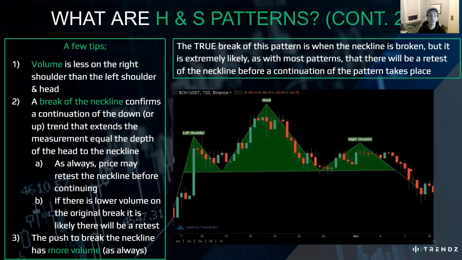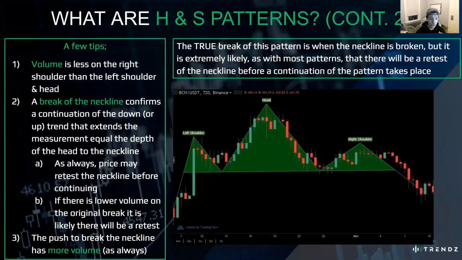A break of that neckline confirms a continuation of the downtrend if you're playing a regular head and shoulders, and the price then extends down below that neckline. To get that measurement, we want to take the peak or the head, the top of that, measure down to the neckline, and then extend that measurement down below that neckline, and that will be your total extension after the pattern has broken that neckline. We'll go a little bit deeper into this, and we'll be looking at some examples as well.